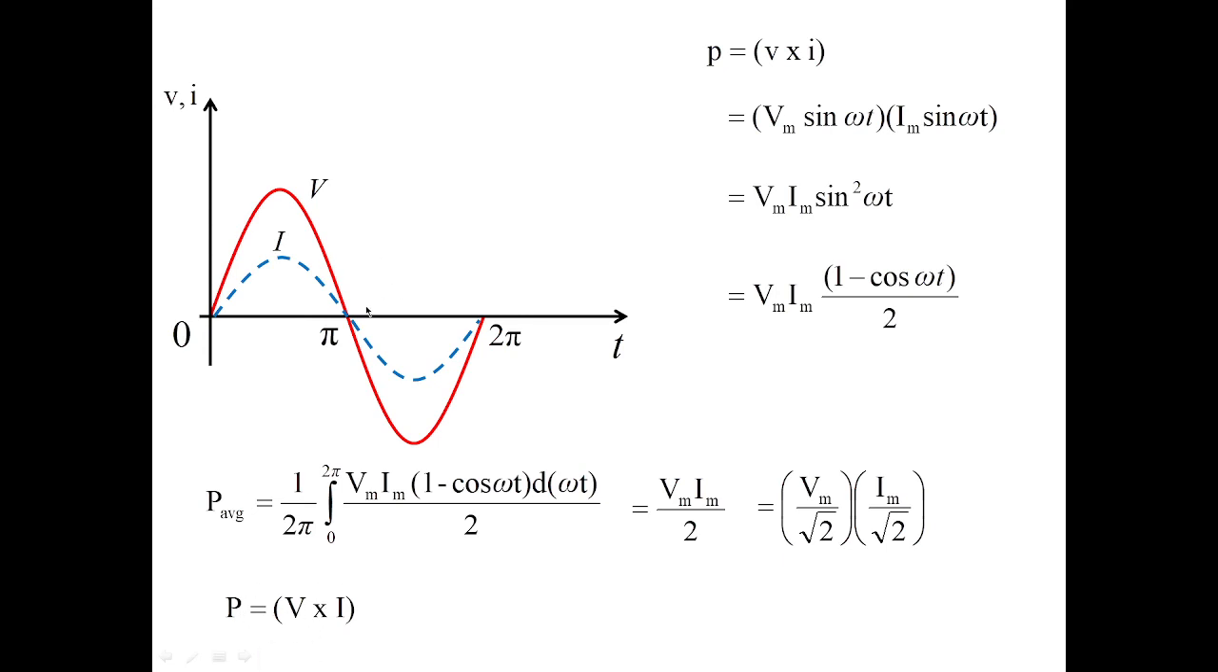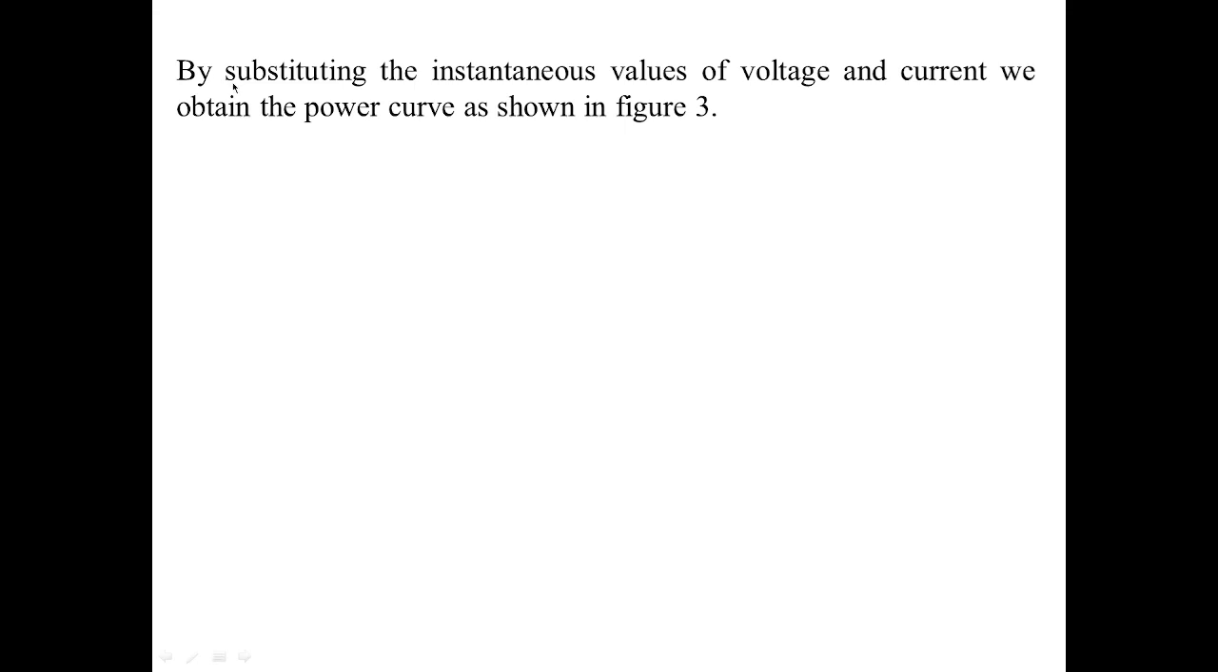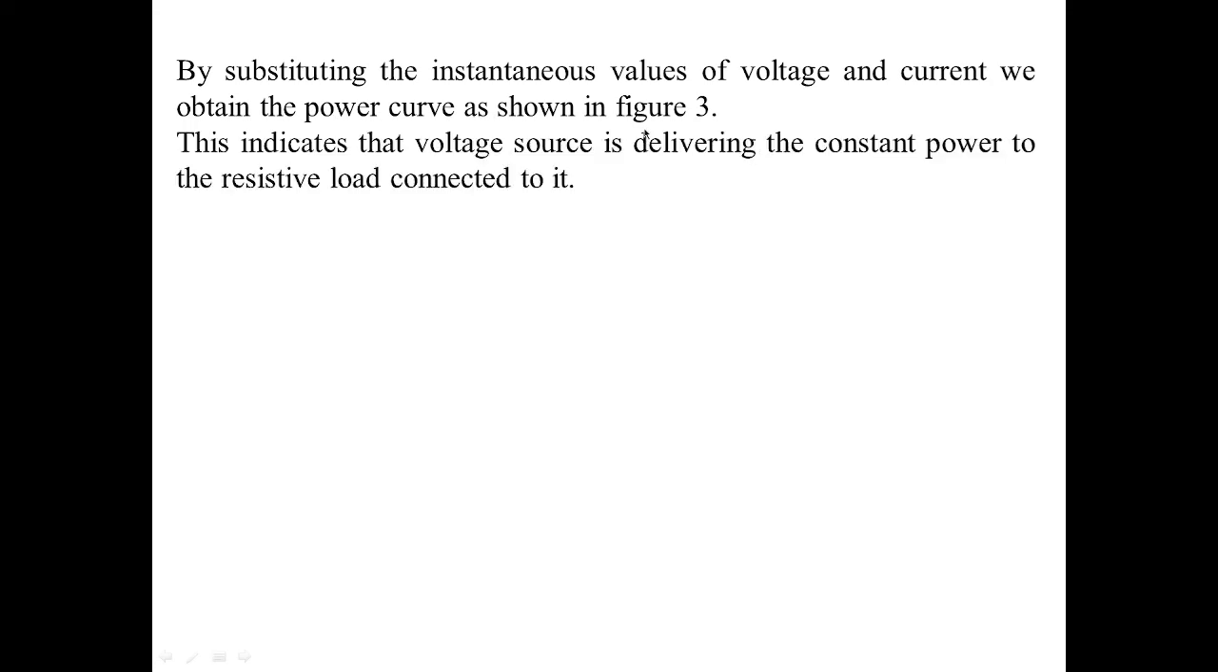Now how to understand this waveform behavior? We are substituting the instantaneous values of voltage and current, and we have obtained the power curve. What is this power curve? We are going to see it in this figure 3. I am going to show you that figure right now. By the above derivations, it is indicated that the voltage source is delivering constant power to the resistive load connected to it. We have seen the value as Vm Im by 2, which is the constant power delivered to the resistive load.